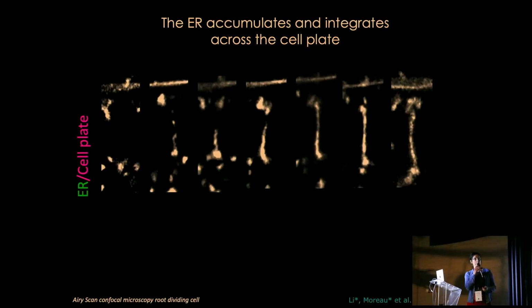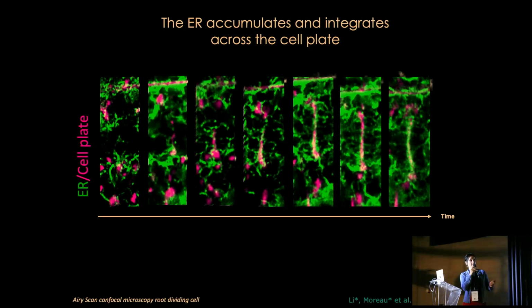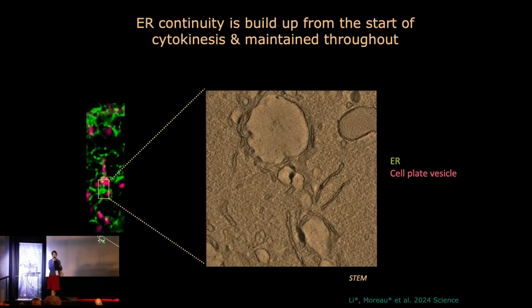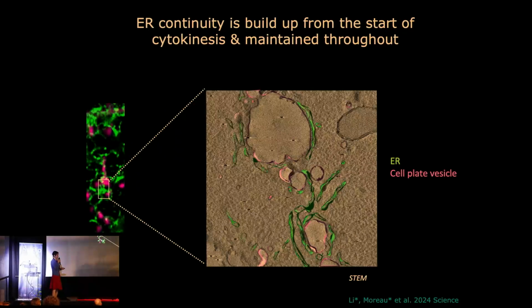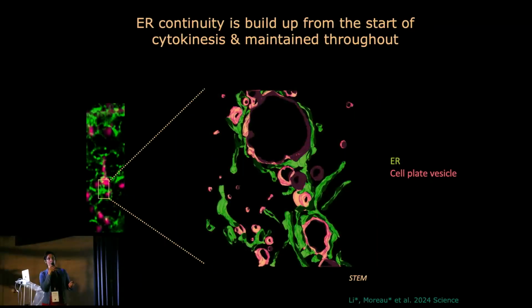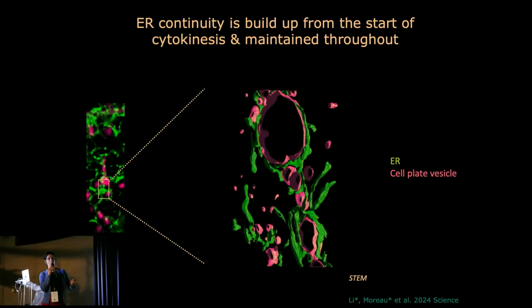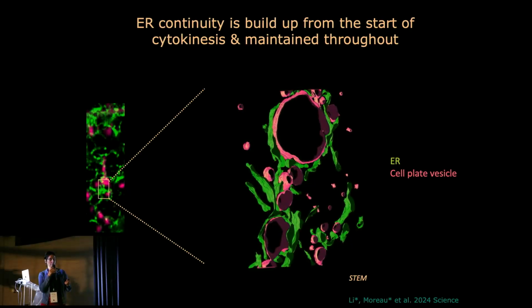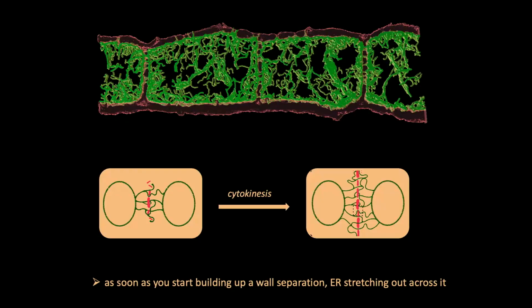So this is Airyscan confocal imaging, where you see the cell plate in pink. The structure is building up. This is over time. And you see the ER strand that looks like it is running through the cell plate. And this is something that you observe much better and more easily with electron tomography. This is here STEM, where you see the cell plate vesicles that are going to fuse and assemble to form the cell wall, and the ER actually running through the cell plate. So as soon as you start building up this separation wall, you already have the ER stretching through, okay?